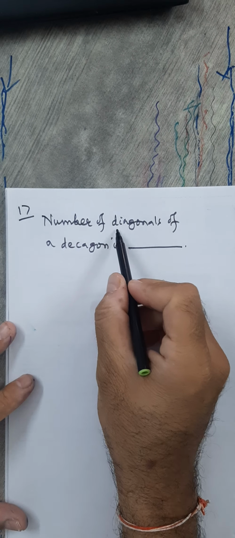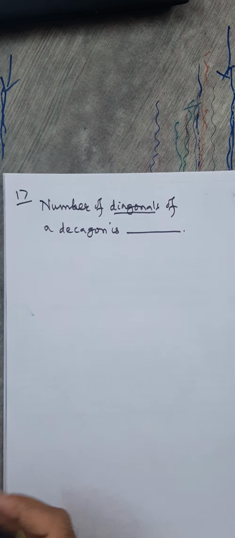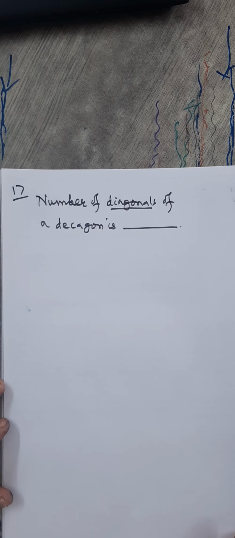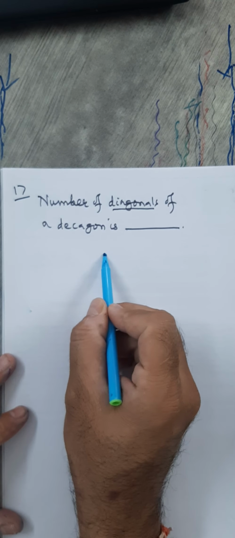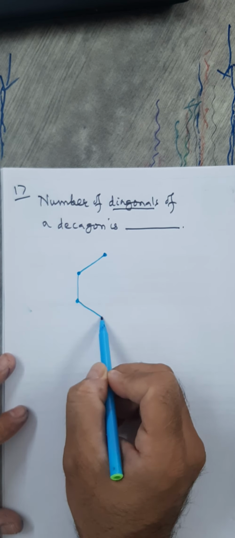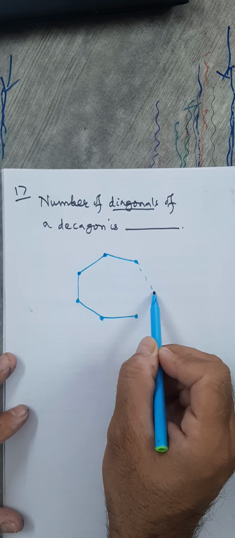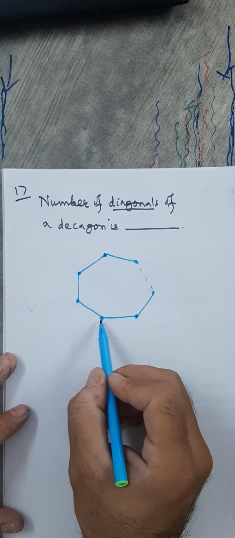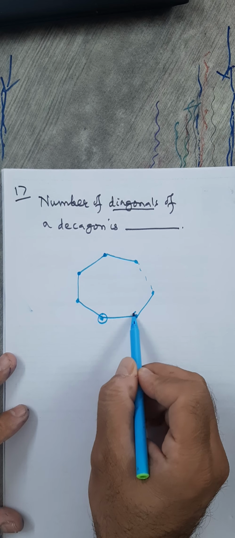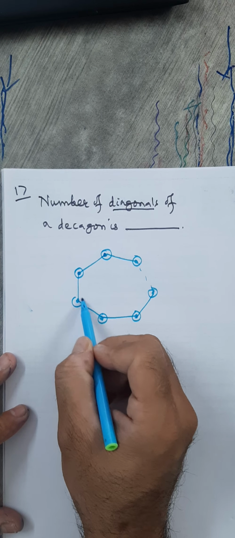Number of diagonals of a decagon. You want to find the number of diagonals of a decagon. What's a decagon? You know, it's a polygon with how many sides? 10 sides. It's a polygon with 10 sides. Remember, like this. How many sides? 10 sides. And if it has 10 sides, it has 10 vertices.